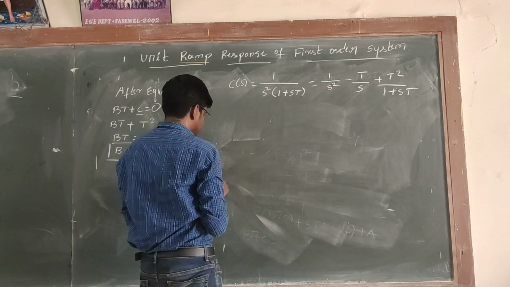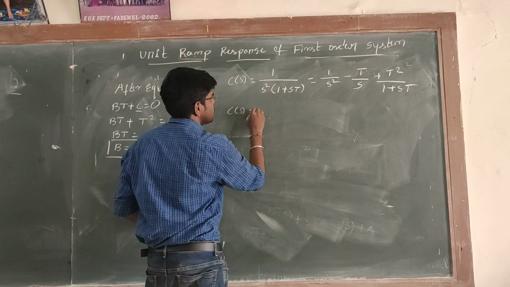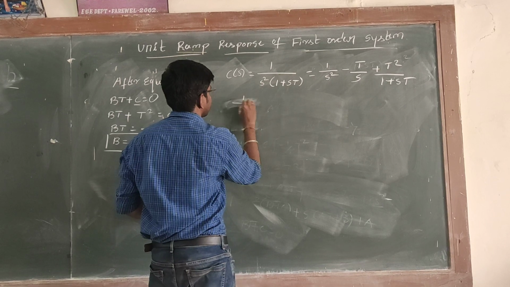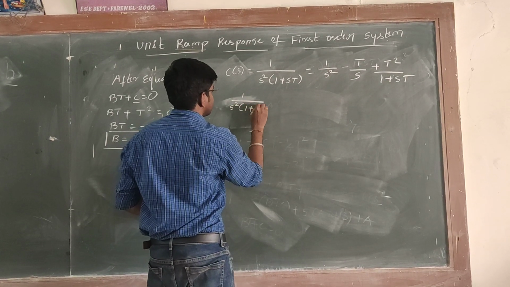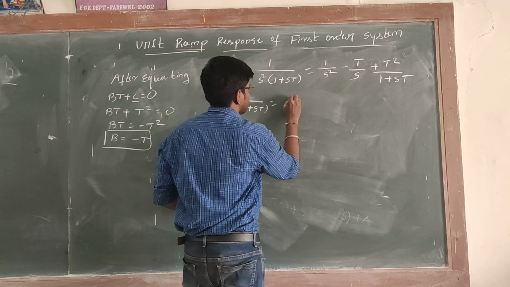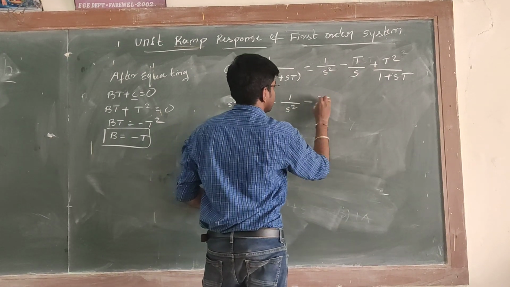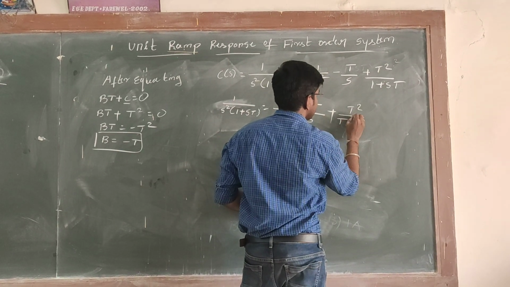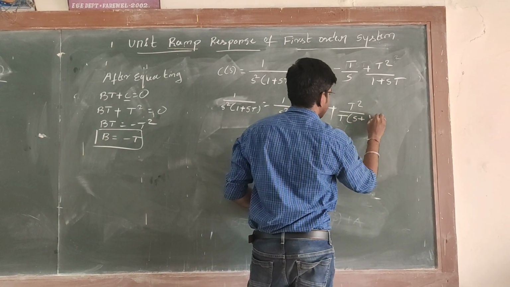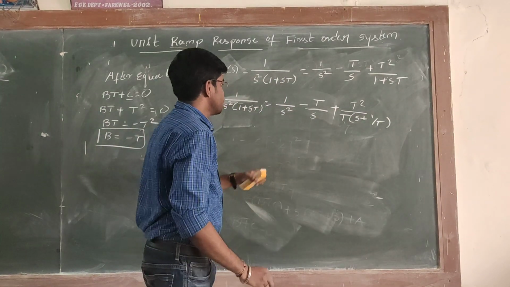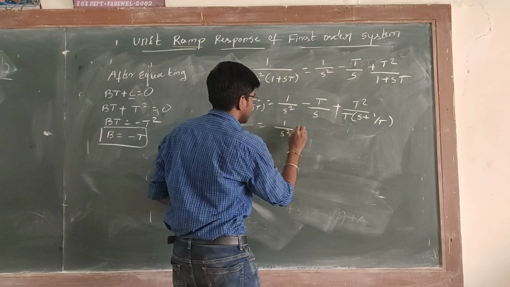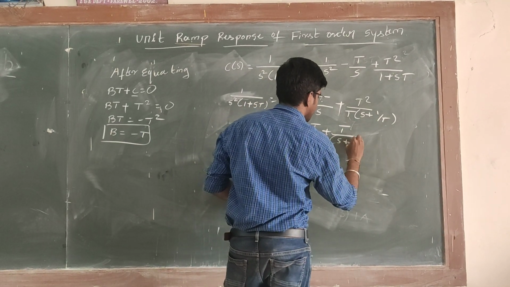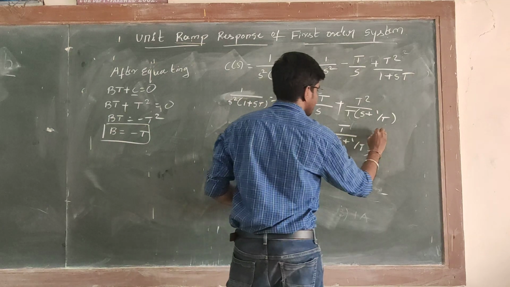Okay, so we'll simplify this term. C of S equals 1 divided by S square into 1 plus ST, which equals 1 by S square minus T by S plus, I will take T outside here, T, so S plus 1 by T. Okay, so 1 T will get cancelled. So finally it's 1 by S square minus T by S plus T divided by S plus 1 by T. Okay, we call this equation number 2.